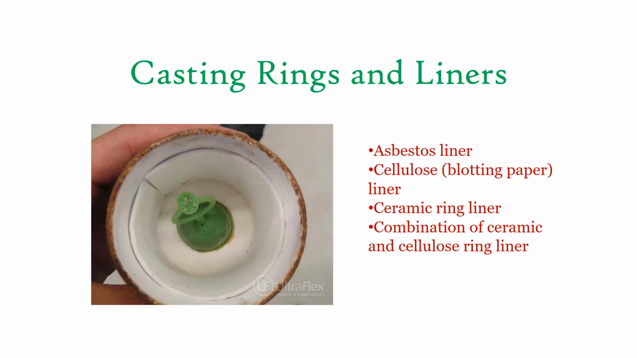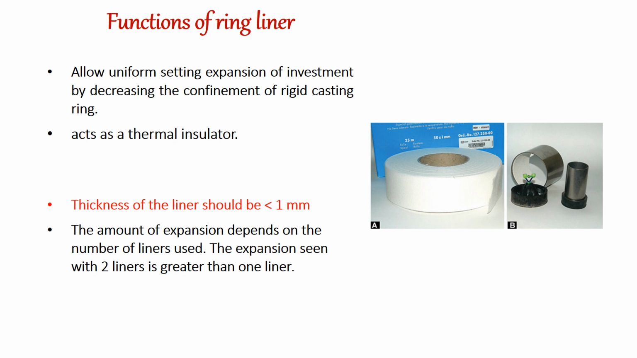Next is your casting rings and ring liners. In this figure, what you are seeing is your casting ring, and this thing under it is your ring liner. This is your wax pattern, this is your sprue area, this is your crucible former area. These ring liners could be of different materials. It could be asbestos, cellulose, ceramic, or a combination of ceramic and cellulose ring liner. So what is the function of the ring liner?